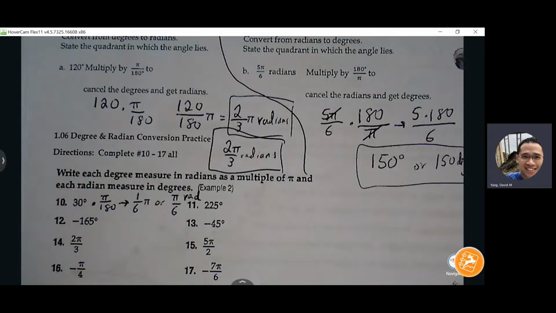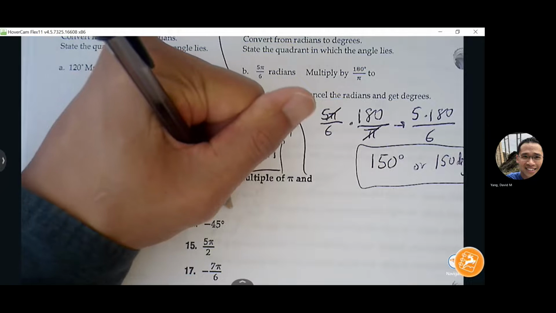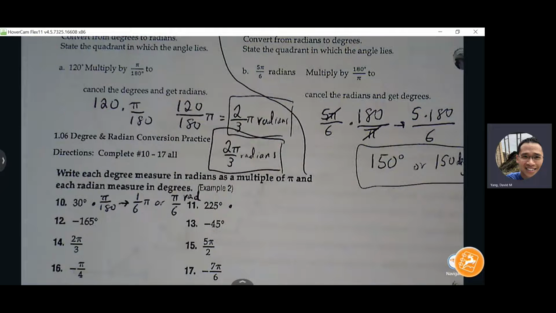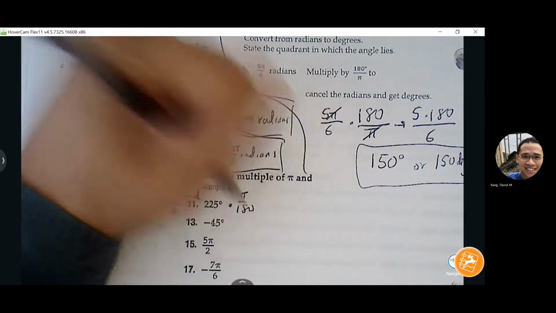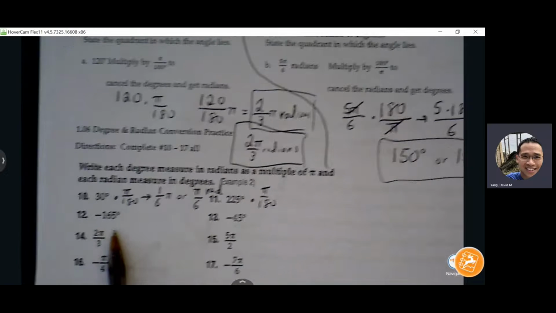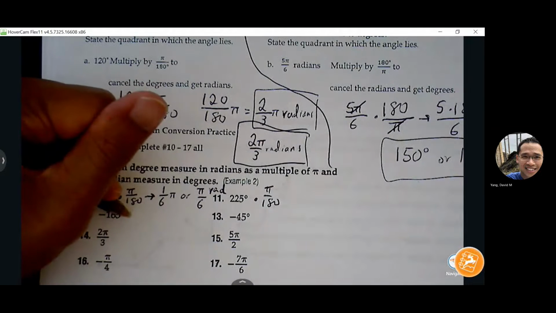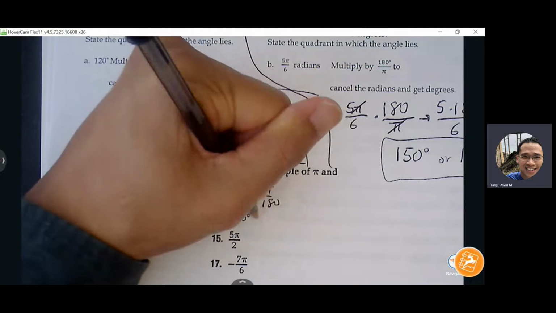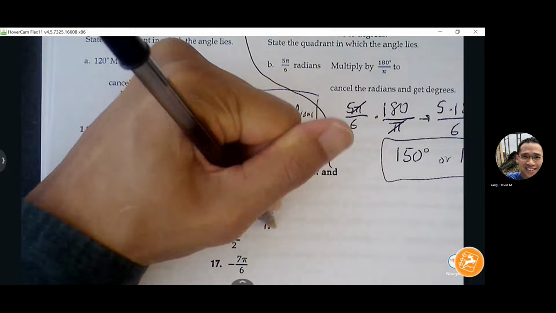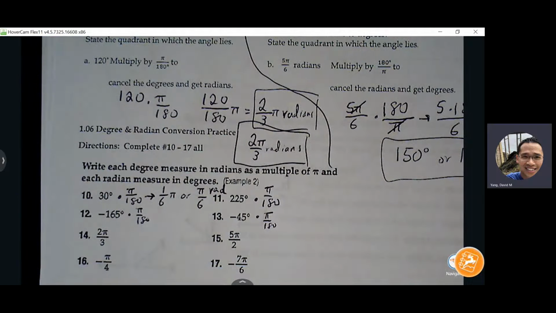Okay, number 11. We're starting with degrees, so multiply by what? Pi over 180. Okay, number 12. Multiply by the same thing. So anytime we see degrees, it's all the same thing, right? Now we hold on to the negative, okay? So we don't want to drop the negative. Negative is going to be part of our answer. So we may have negative radians, which is fine.